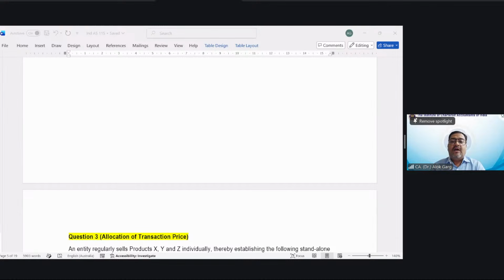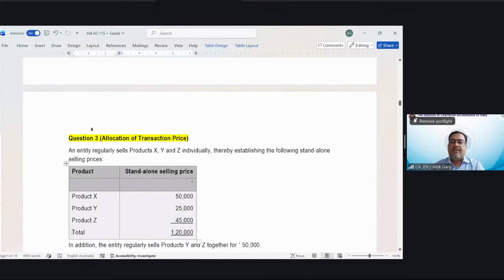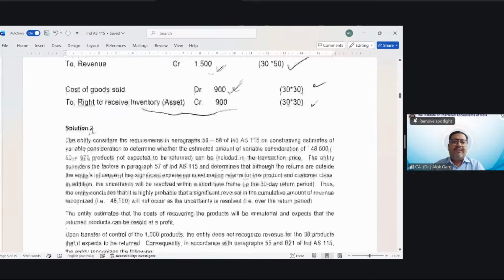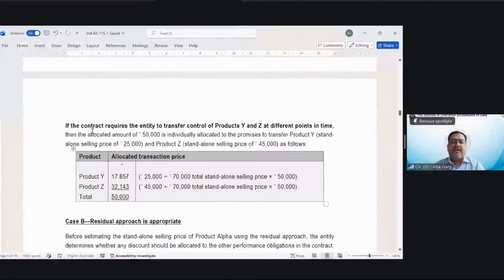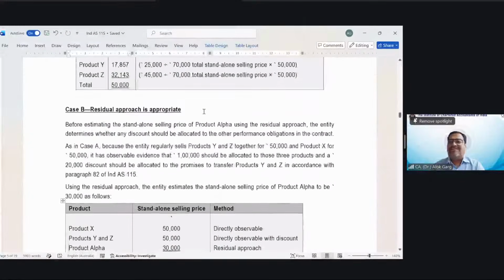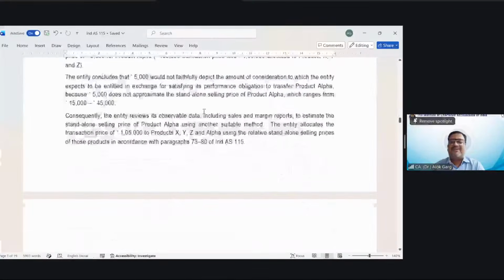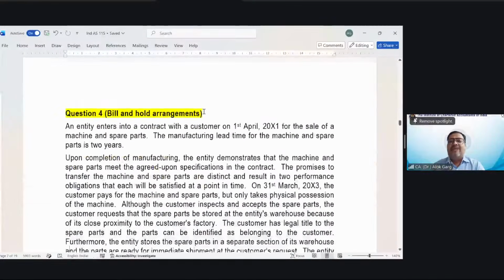Yes. So now we need to go to the bill and hold arrangements. Okay. Question number 2 we have covered. Now let's go to question number 4. Sir, are we going by the even numbers? First 2, then 4. Bill and hold arrangement.